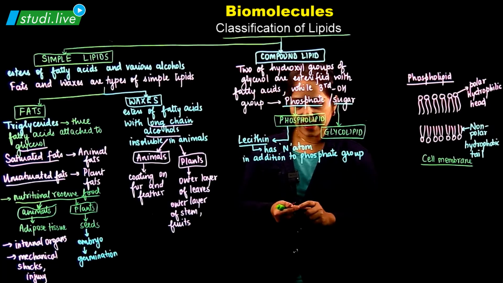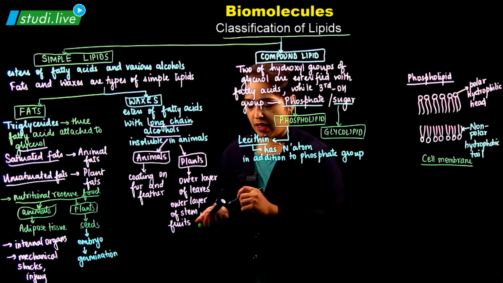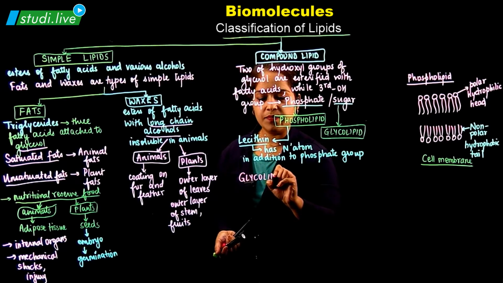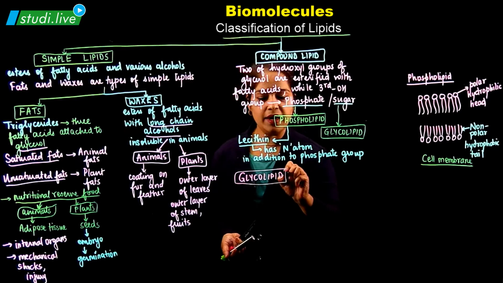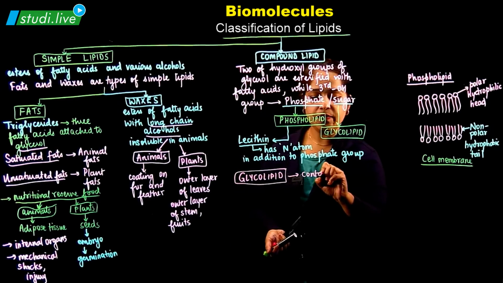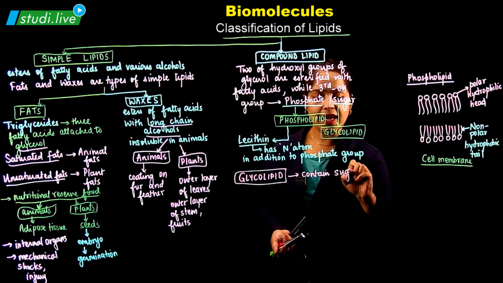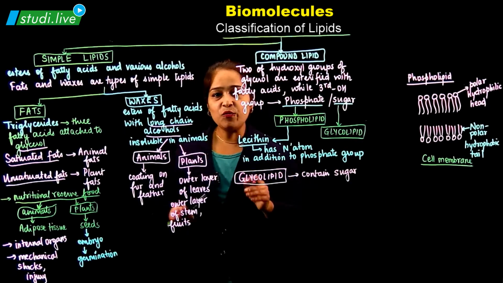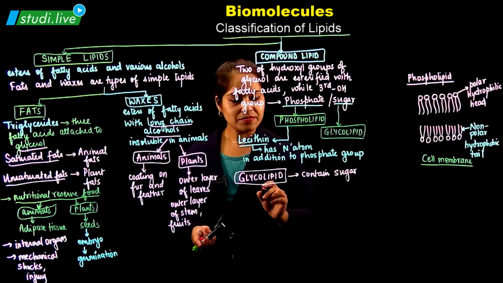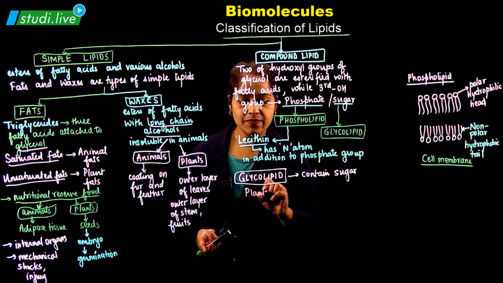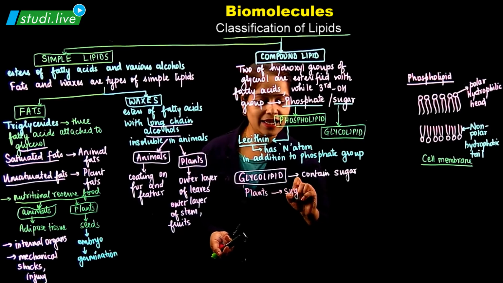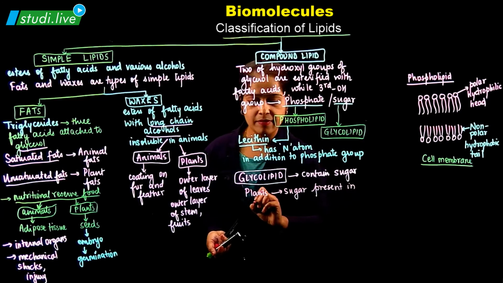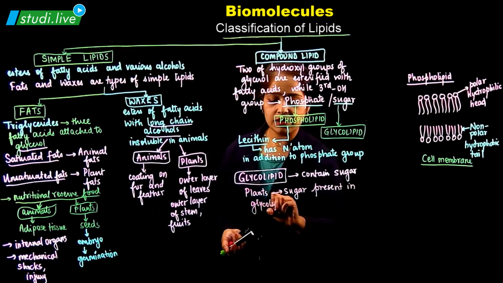So the next is about the glycolipid. Glycolipid contains a sugar in addition to the lipid part. Now this sugar is different in plants and animals. In plants, the sugar present in glycolipid is galactose.